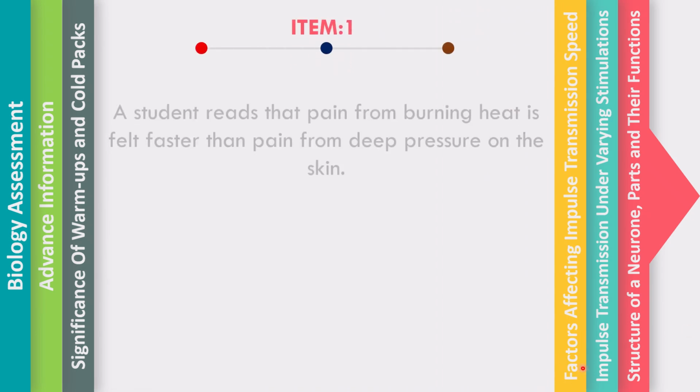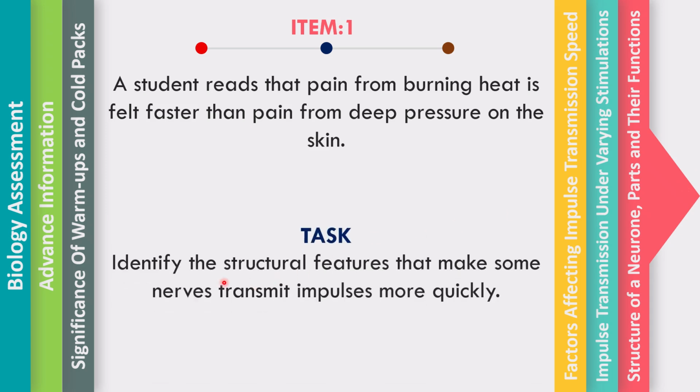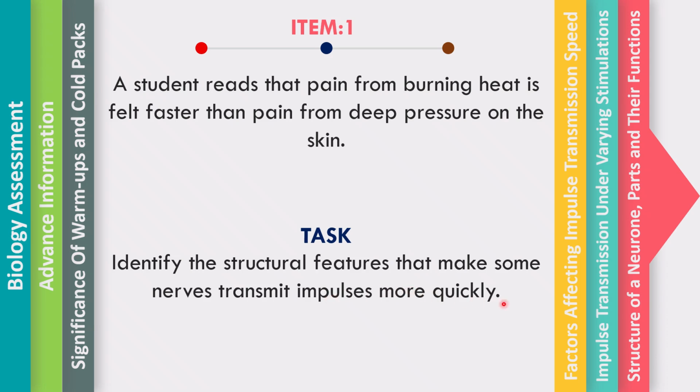Now let us look at factors affecting impulse transmission speed. Item 1. A student reads that pain from burning heat is felt faster than pain from deep pressure on the skin. Activity: identify the structural features that make some nerves transmit impulses more quickly.